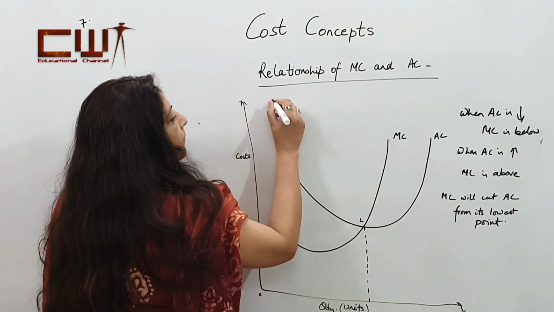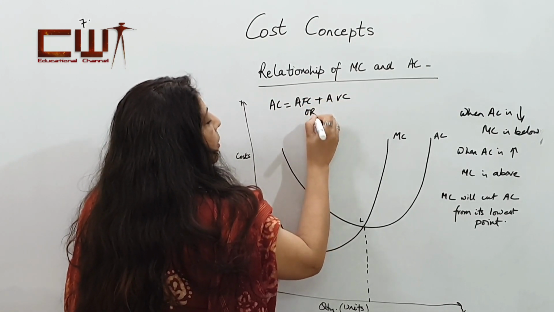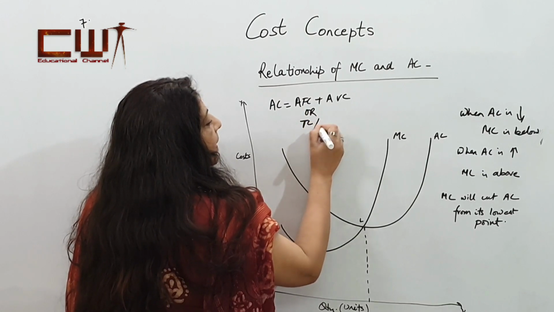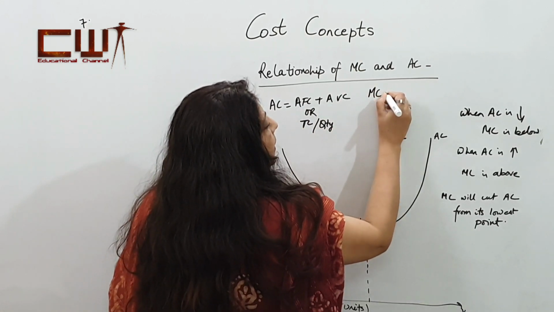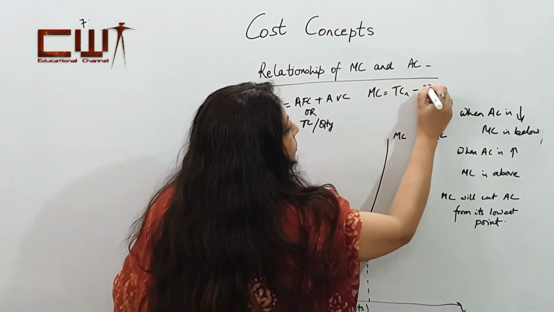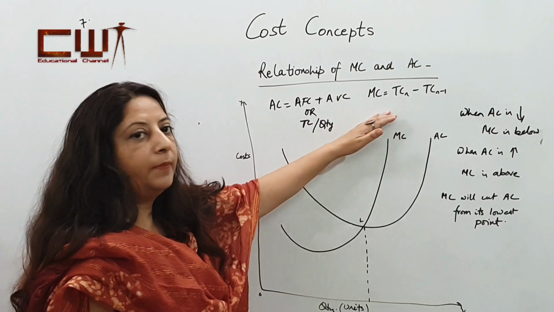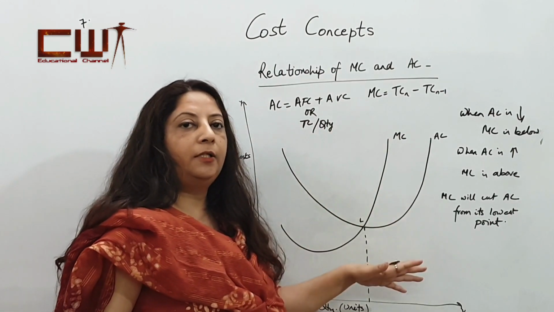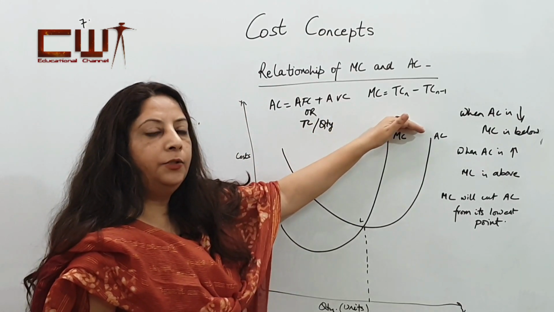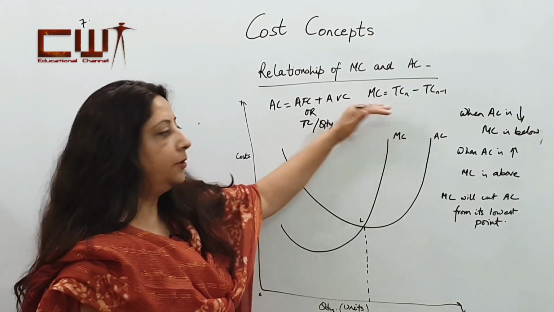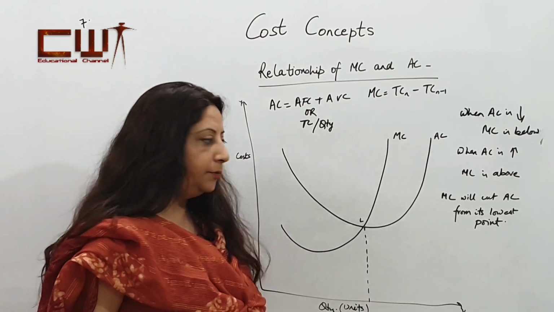Average cost, I repeat again, is equal to average fixed cost plus average variable cost, or total cost divided by the quantity. That gives us the average cost. And marginal cost is the total cost at level n minus total cost at n minus 1. So marginal cost is the addition to the total cost by producing one more extra unit of output. So the change in the total cost because of the change in 1 unit of output gives us the marginal cost. The relationship repeated again: on the y side we have cost, on the x side we have the units.